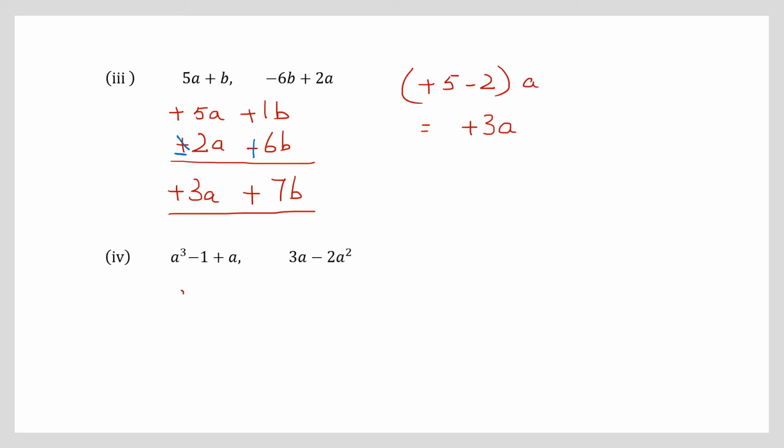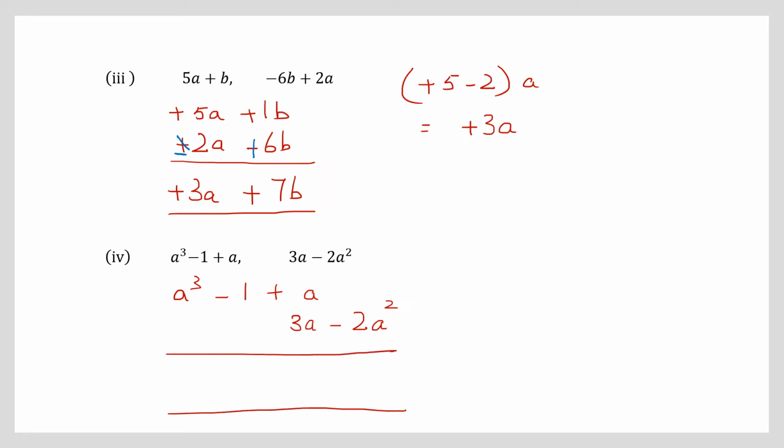Next one, a cube minus 1 plus a. Next is 3a. So let's write 3a minus 2a square. We don't have a column, so we'll write it separately. Minus 2a square. Let's write what is missing first. So 1 here, 1 here and a plus sign here. It's subtraction, so change the sign of the second row. This becomes minus 3a and plus 2a square.